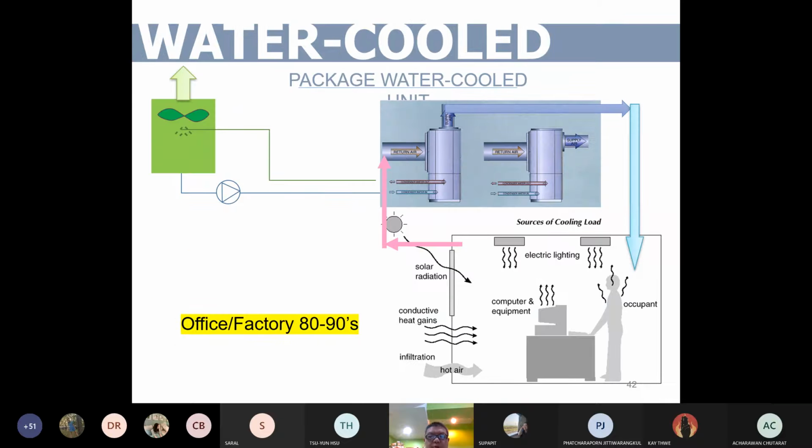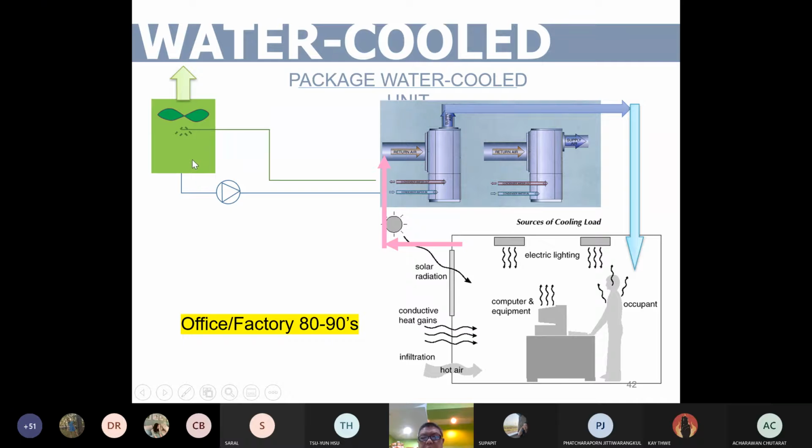This one is water cool. This one is a package water cool. The package water cool is the aircon which is self-contained. How do they reject the heat? This bottom part we call the water cool condenser unit. They reject the heat by pumping the water from the cooling tower. The green one is the cooling tower, and then they pump back to the condenser unit after rejecting the heat, and then send it back to the cooling tower again.